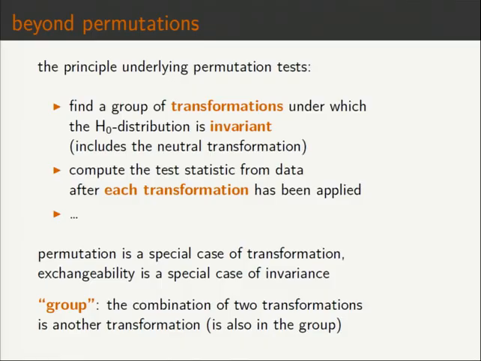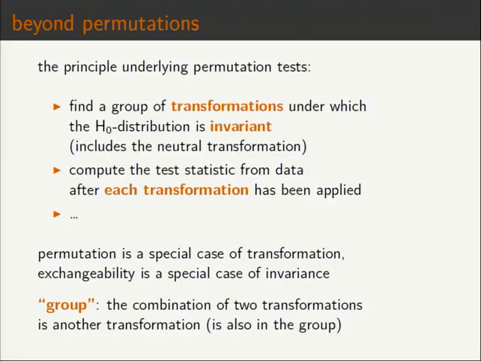And then we do the same thing. We use all of the transformations, we compute test statistics compared to the distribution of test statistics. So a permutation is just one case of a transformation, and this principle of exchangeability that I talked about before is just one case of the general principle that we have invariance of the joint distribution under transformations.